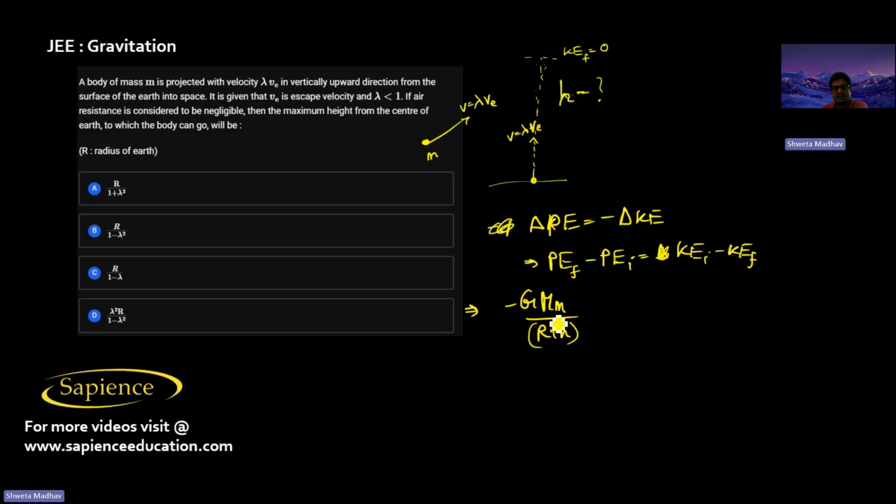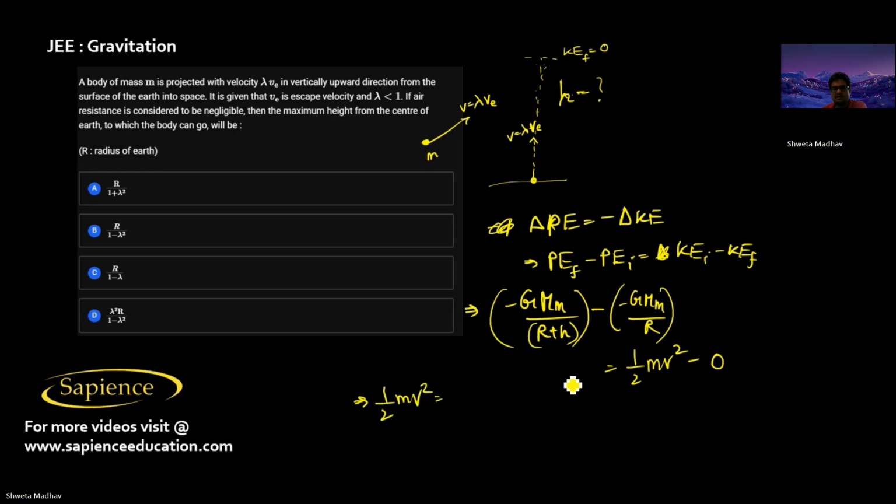So it is minus GM by r plus h minus this is initial potential energy which is minus GM by r, that is equal to the initial kinetic energy which is half mv square minus 0. Final value is 0. So it means I can say half mv square, that will be equal to... you can say V, that is equal to root 2GM by r.